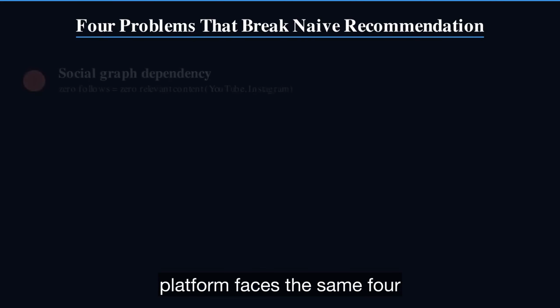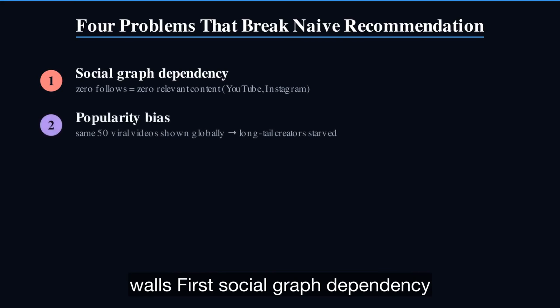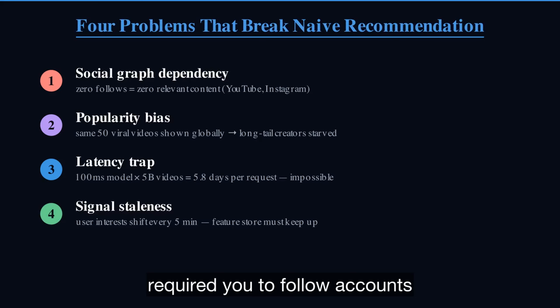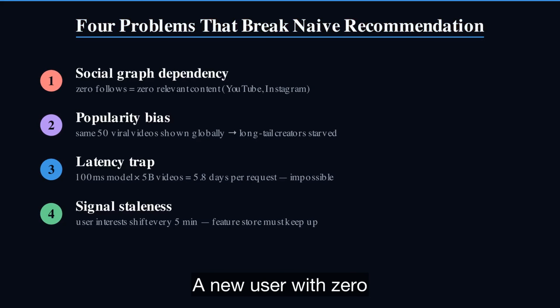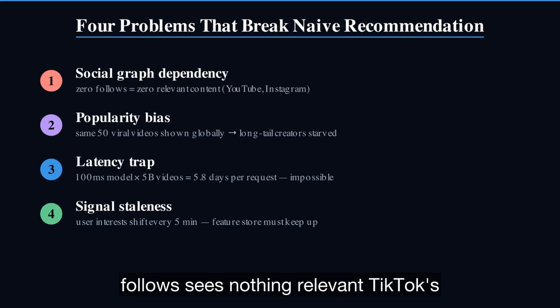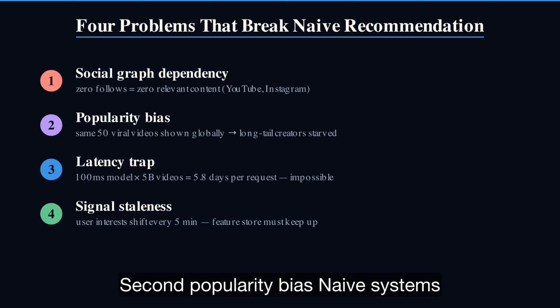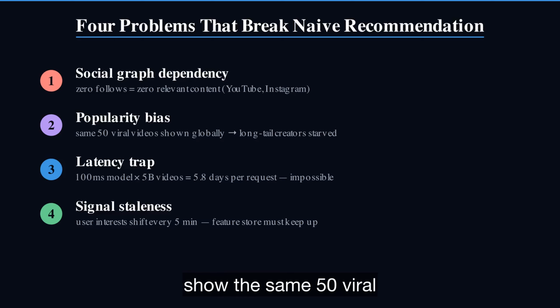Every content platform faces the same 4 walls. First, social graph dependency. YouTube and Instagram's early feeds required you to follow accounts. A new user with 0 follows sees nothing relevant. TikTok's For You page works with 0 follows from second 1. Second, popularity bias. Naive systems show the same 50 viral videos to everyone. Long-tail creators get 0 distribution.